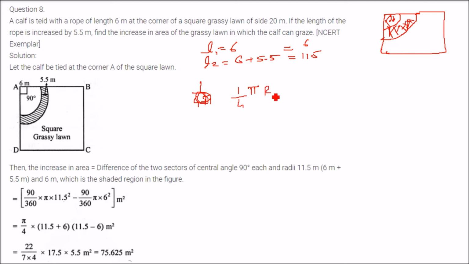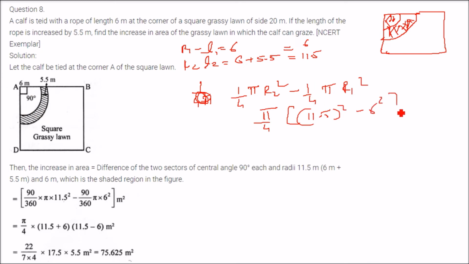Now I'm taking out the longer one, pi r2 square. Let us say this is r2 and this is r1. So r2 square minus 1 by 4 pi, this r1 square. So 1 by 4 pi I'm taking out. R2 square is what? 11.5 whole square minus the lower one is 6 square.